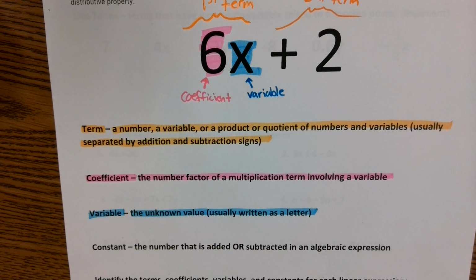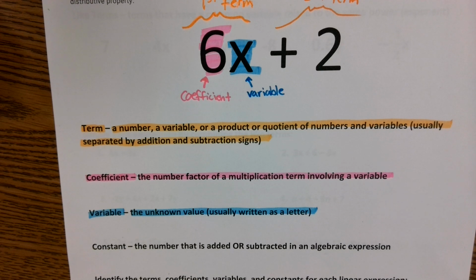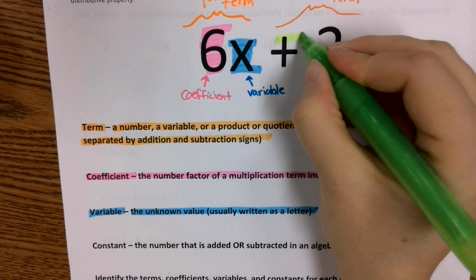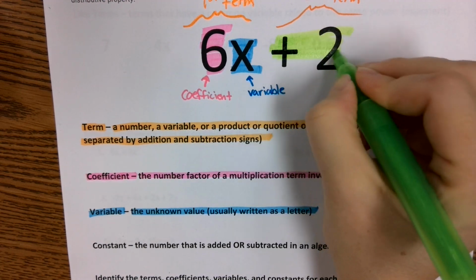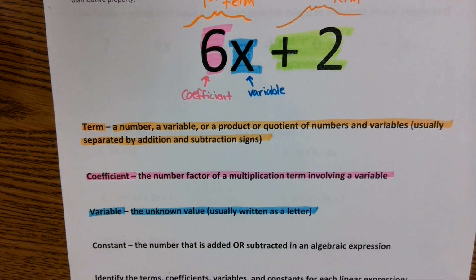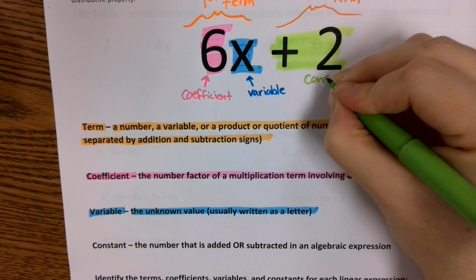All right, and then we've got what we call our constant. And our constant, I'm going to go ahead and highlight in green. And again, I'm going to highlight the sign that is in front of it as well. The reason I want to highlight the sign in front of it is so that I know I am indicating that that is a positive 2. So this is going to be my constant.